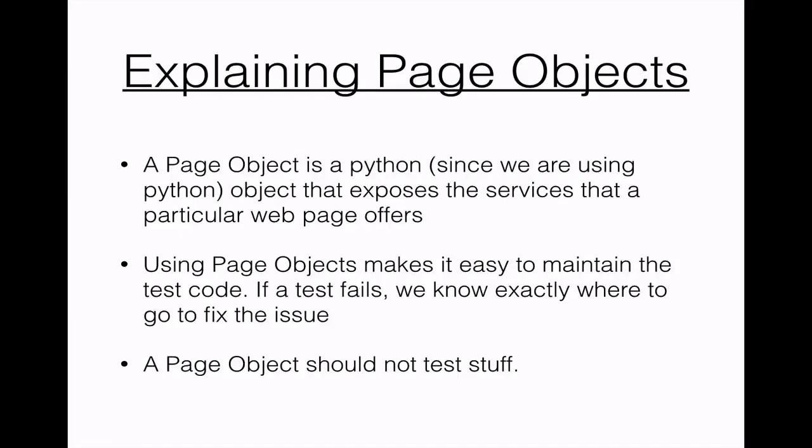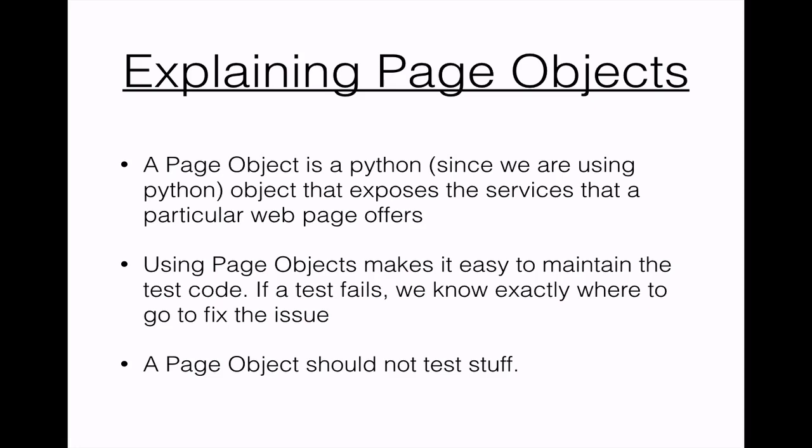We are using the Python programming language, so a page object for us is a Python object that exposes the services that a particular web page offers. The benefit of using a page object is that it makes it easy to maintain the test code. If a test fails, we know exactly where to go to fix the issue.